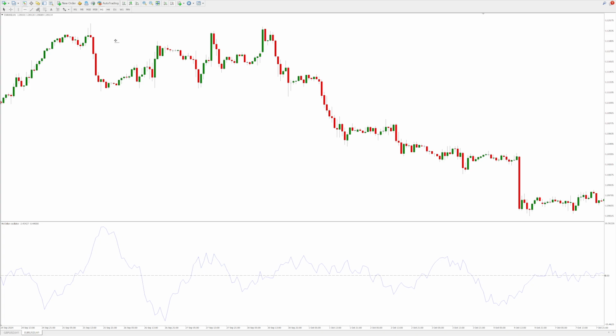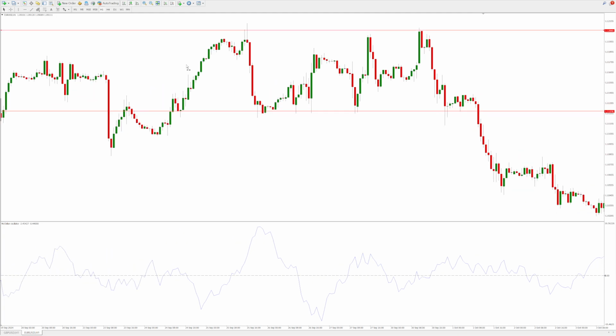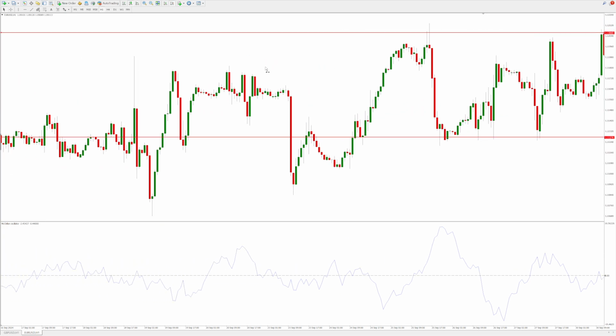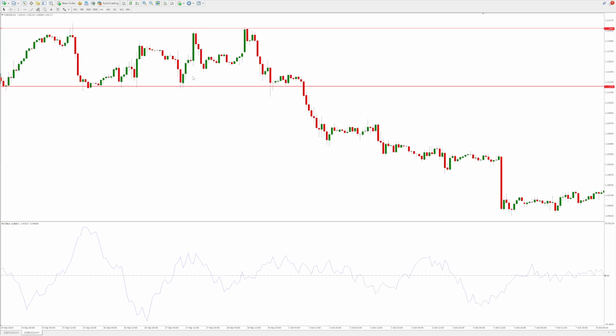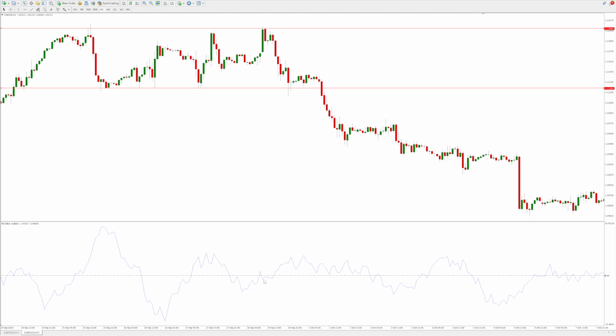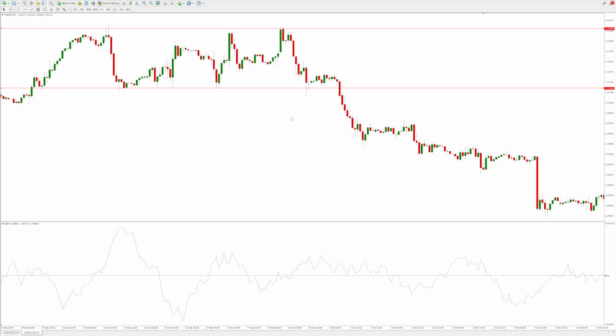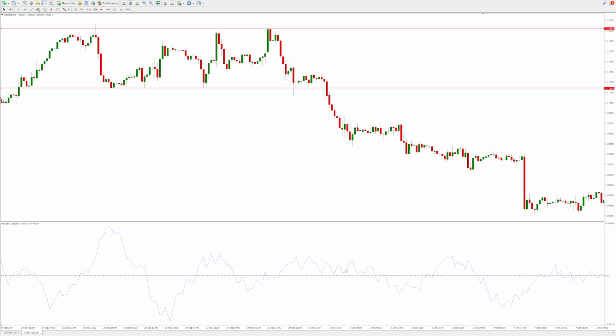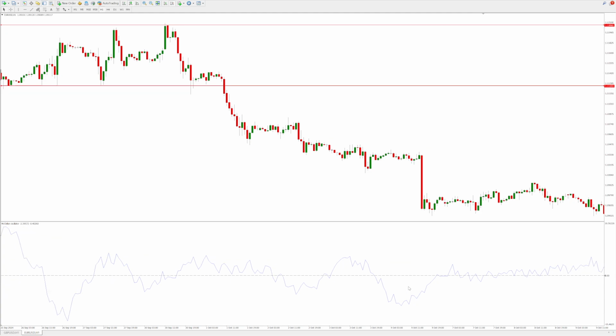Okay, so the first thing to do is to draw our resistance level and our support level, which we're setting the charts off from here, so we're just going to draw support and resistance. And the McClellan Oscillator, basically when it is above the zero line, which I've added here, is considering that the market is on an uptrend. When it is below, it's considering the market is on a downtrend.